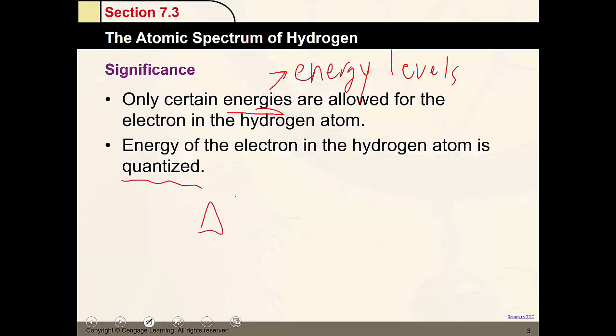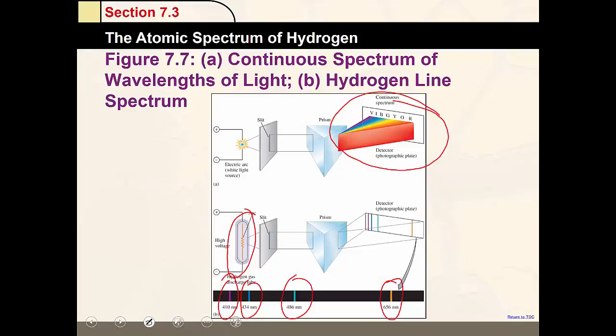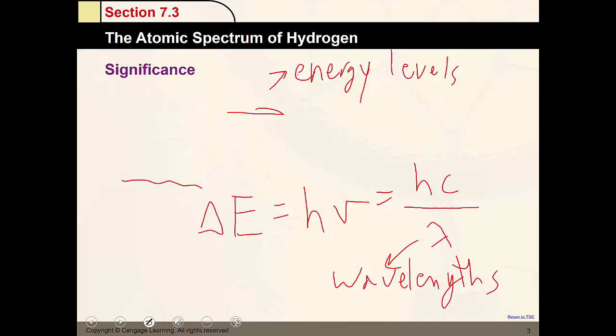If you remember from class yesterday, the change in energy is equal to h, which is Planck's constant, always the same, times nu, the frequency of that light, or, remember, we can rearrange it in terms of wavelength, so it's hc over wavelength. Since there are only certain wavelengths of light, according to this diagram, 410, 434, 486, 656, that means that only certain energies are permitted, meaning that energy is quantized.